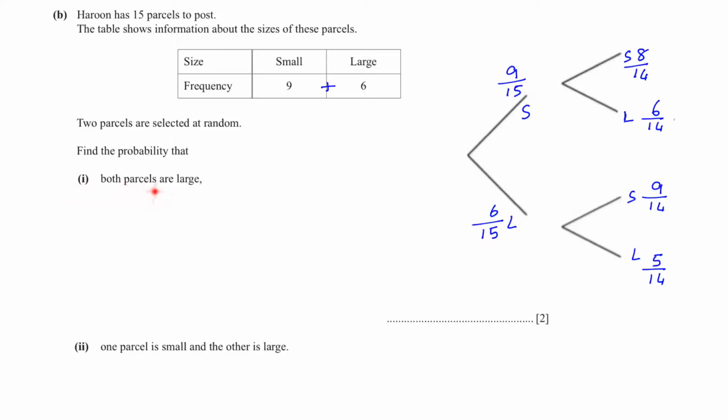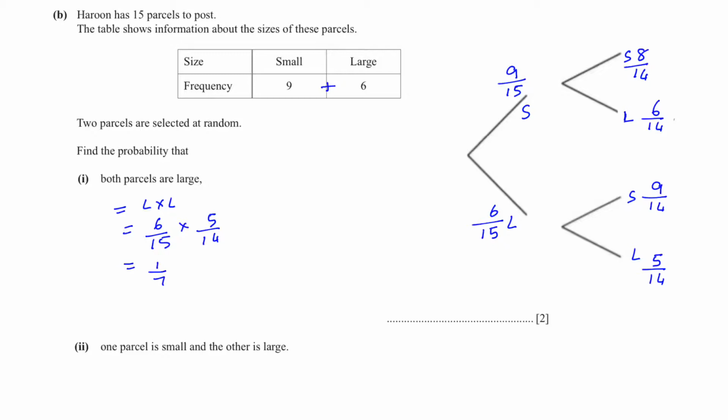In part 1, we have to find both parcels are large. So the probability of both parcels being large is going to be, we have to move from this branch to this branch, large, large. When you move in the same branch, we multiply. So 6 over 15 multiplied by 5 over 14, which is 1 over 7.